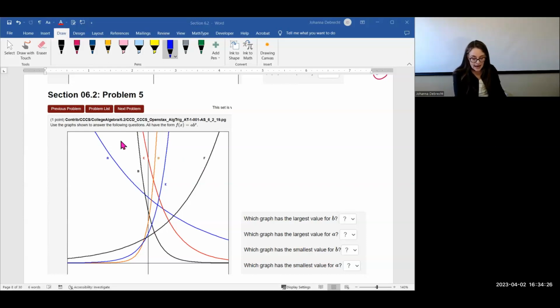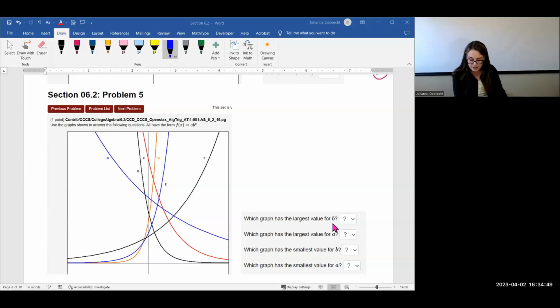When we're looking at decay equations, it's the reverse. The smaller the number, the faster it changes. And that means that comparing A, B, and C, well, B looks like it's getting lower faster. So B must have the smallest base.